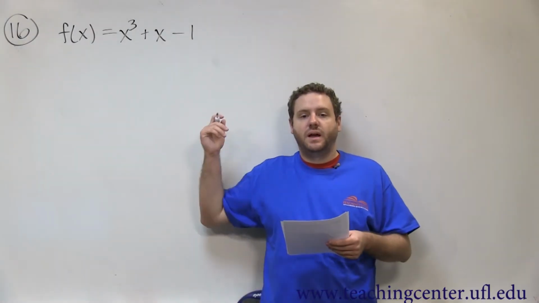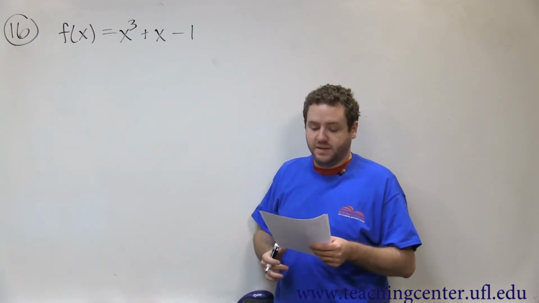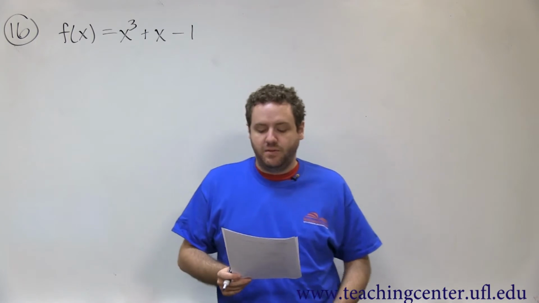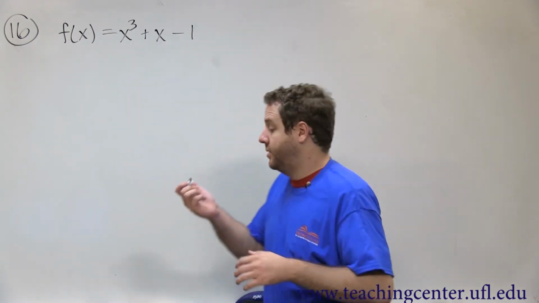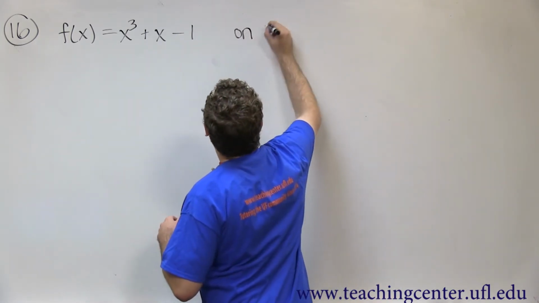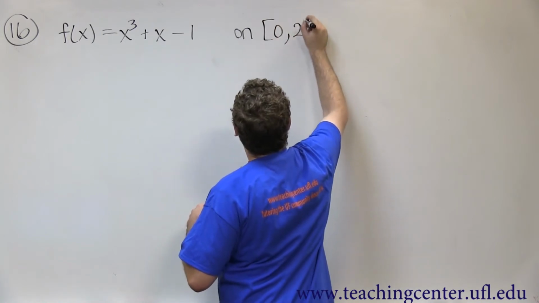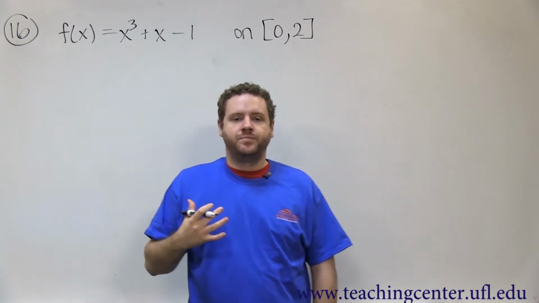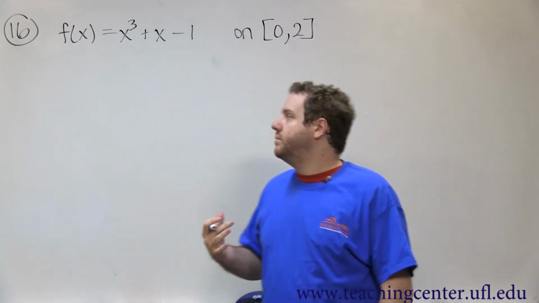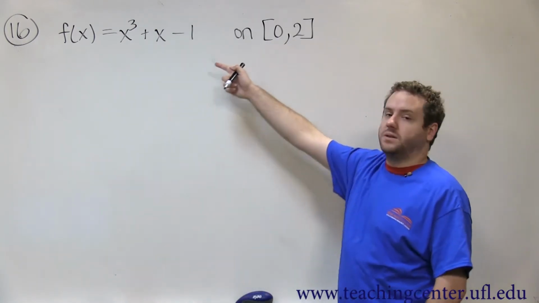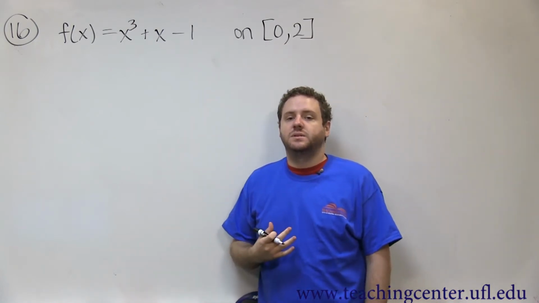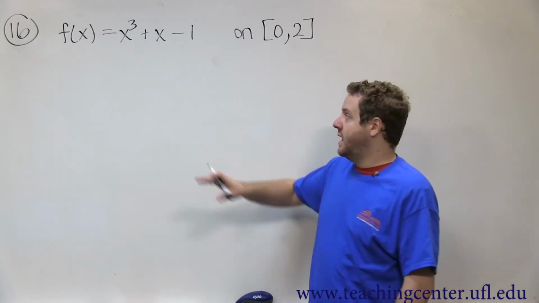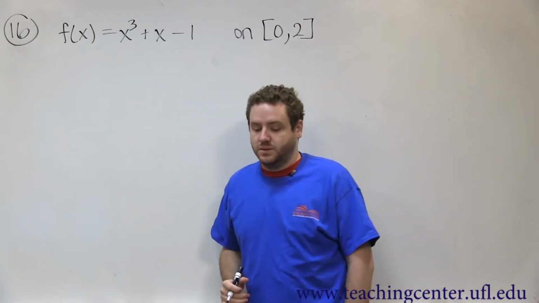In problem number 16, we have this function here, x cubed plus x minus 1, and we want to find all the numbers that satisfy the conclusion of the mean value theorem on 0 to 2. So it's really important that it's on that specific interval. Remember that the mean value theorem states that if you have an interval, the slope between those 2 points on this function has to be equal to the derivative somewhere in between, as long as your function is continuous, and we have a polynomial which is continuous.